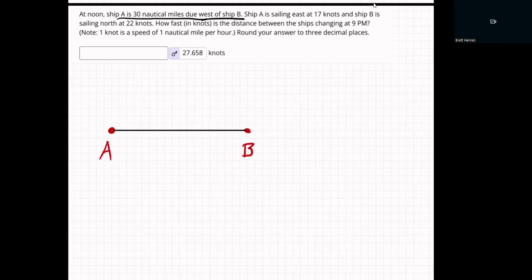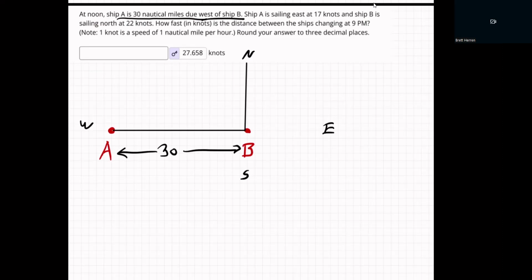So ship A is sailing east, ship B is sailing north. So right, this is north, south, east, west. Remember the directions. So it says A is to the west. How far is A? 30 miles west. So we'll just say this is 30 from there to there. It started out 30 miles west. Nautical miles are just nautical miles.